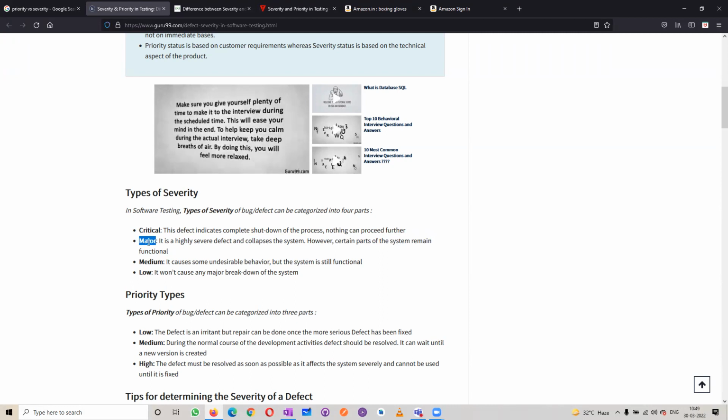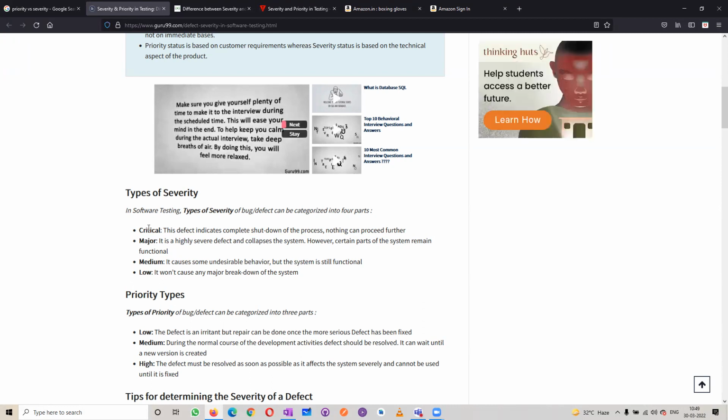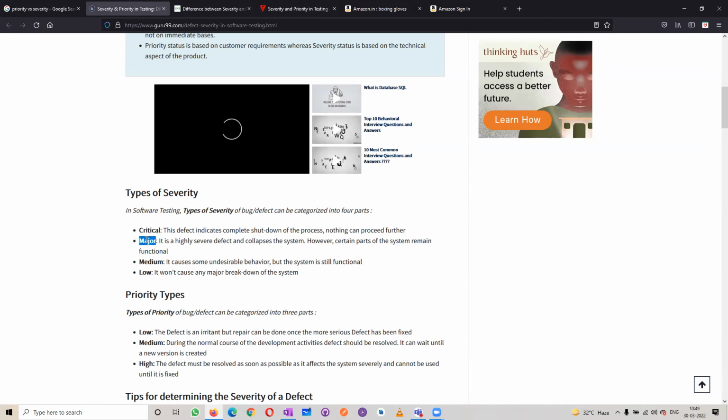So this is what we usually call high, or very high, because in our organization we define it with that name. It will vary from organization to organization. So this is called critical, and major.